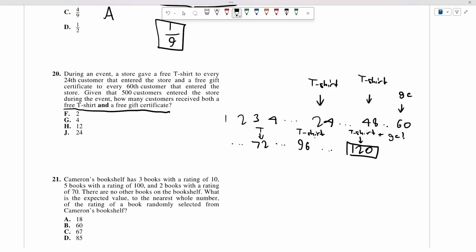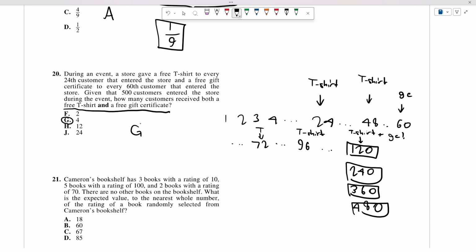And what this really is, it's a least common multiple problem. It's basically asking you, can you find the least common multiple of 24 and 60? And then you just find out how many times that repeats. So every 120th customer will get both a free t-shirt and a free gift certificate. That means the 240th, the 360th, and the 480th. So we have one, two, three, four customers getting both a t-shirt and a gift certificate. Our answer is G for that one.